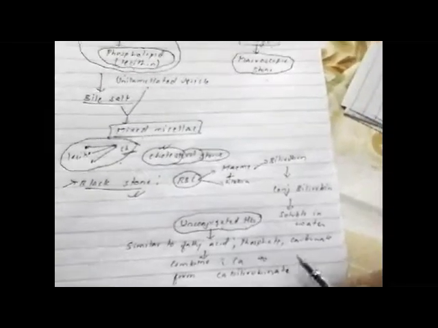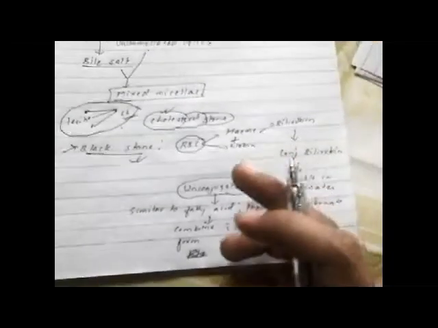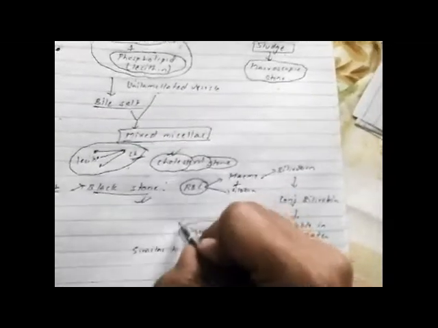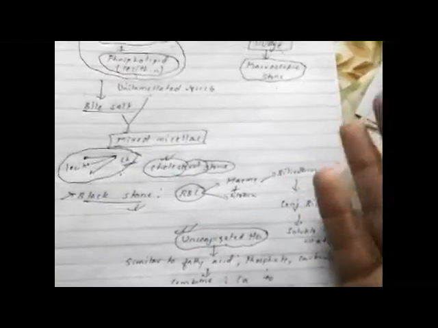Okay, calcium bilirubinate, and also calcium phosphate and calcium carbonate. These all combine to form a stone, and during the process they are oxidized and get a black color, so it is called a black stone. Black stones are formed in conditions where there is an excess of unconjugated bilirubin, like hemolysis of the RBCs.